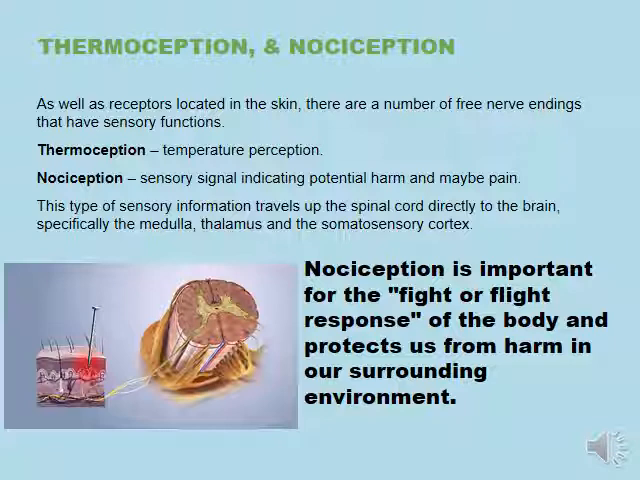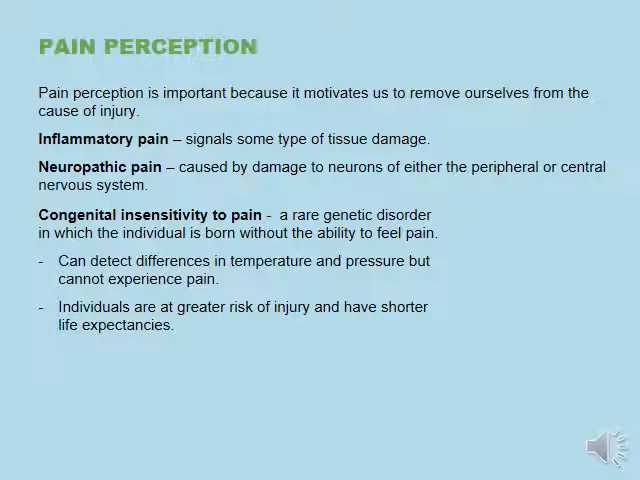So here you have a little indicator of a nail going into the skin, which then sends it up through the spinal cord directly to the brain. Within that, it sends it specifically to the medulla, the thalamus, and the somatosensory cortex. So again, this is where we're looking at the fight or flight response of the body to initially protect us from harm and our surrounding environment.